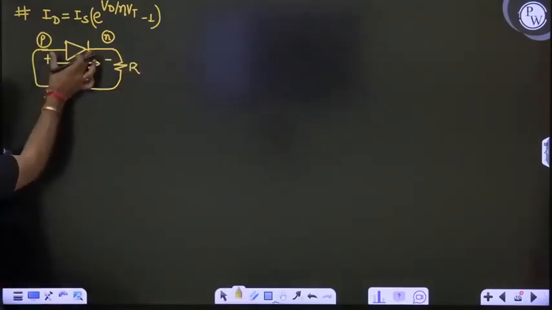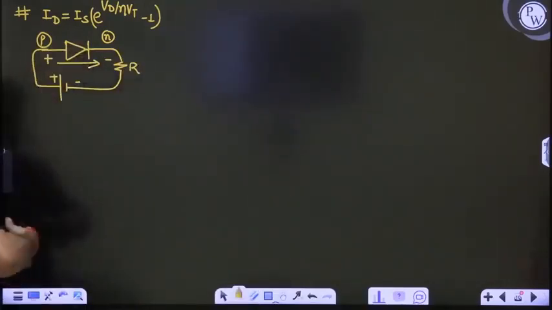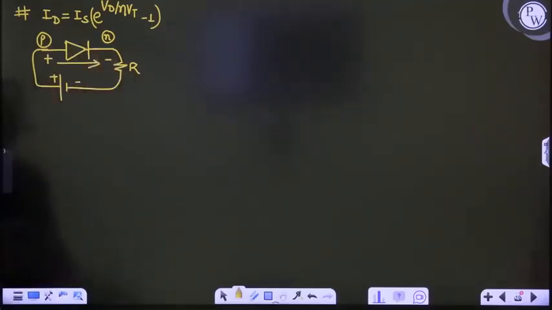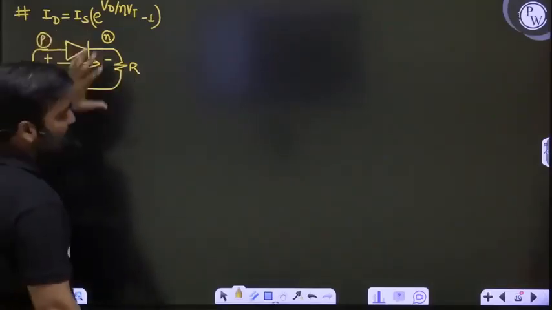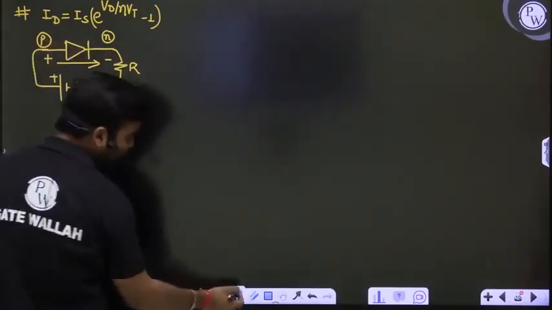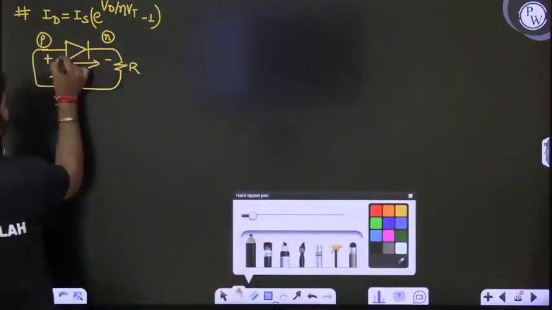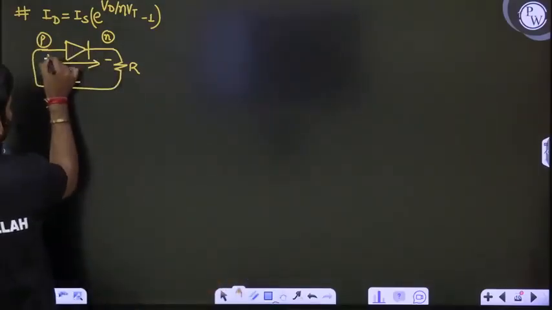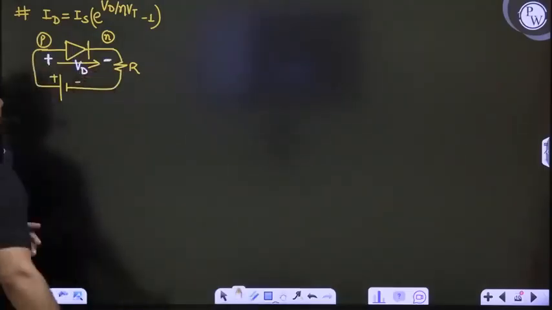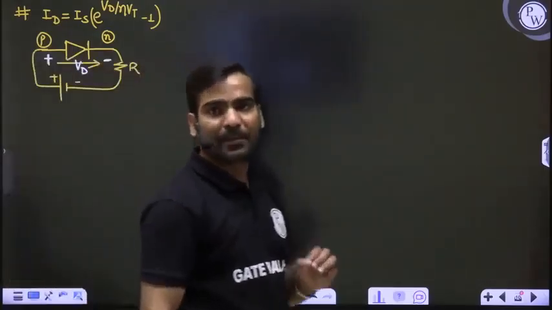Because of this battery, we are having some voltage across the diode. Diode P terminal is having some positive potential with respect to this N terminal. Because of that, significant current is flowing. Meaning is that if we talk about the diode voltage, here you will have some voltage across the diode. This is plus and this is minus. You will be having some voltage across the diode, that is Vd. And this Vd will be sufficient.